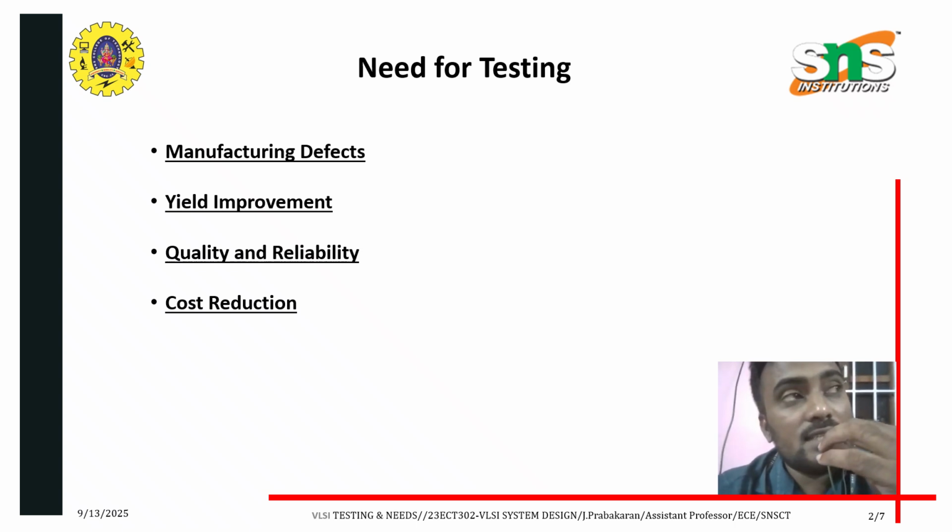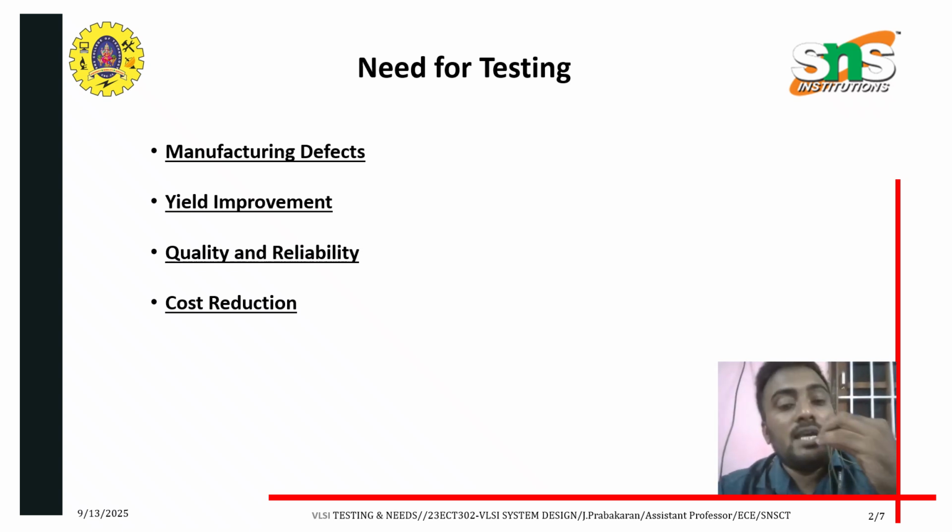And third thing is quality and reliability. Chips are used in critical applications like medical applications or automotive systems, aerospace, and communication equipment. Testing ensures long-term reliability and quality. And fourth thing is cost reduction. Identifying and discarding faulty chips at early stages, such as wafer level testing, saves packaging and shipping cost.